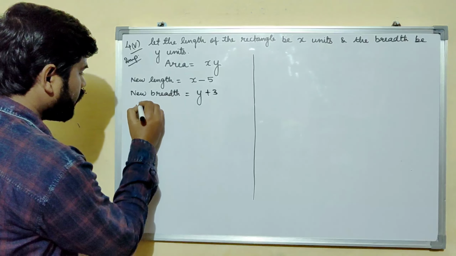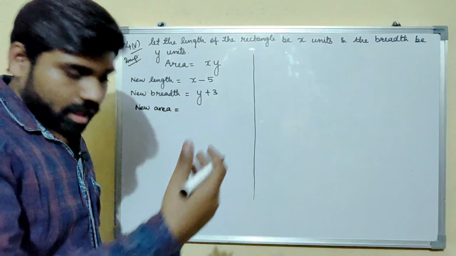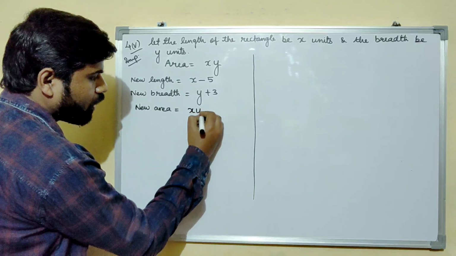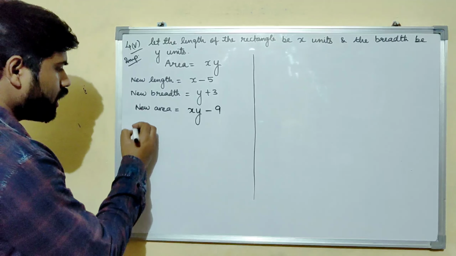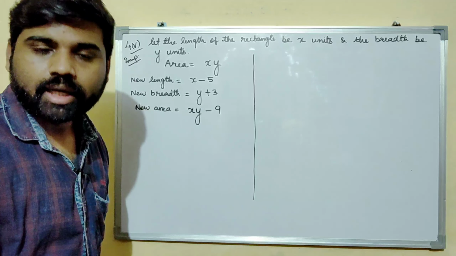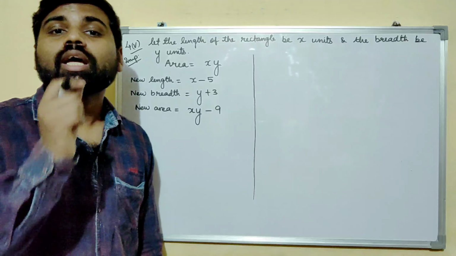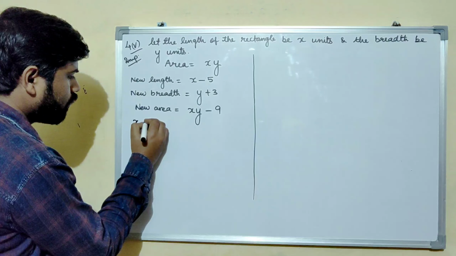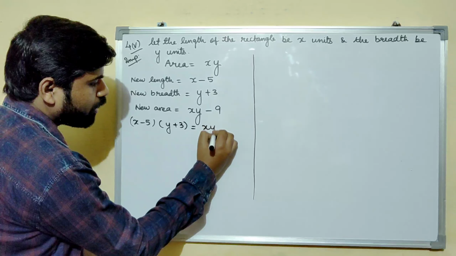So the new area, according to the question, is the area gets reduced by 9. Earlier the area was xy, now it will get reduced by 9. So let us make the equation. The formula of new area will be new length into new breadth, right? Area is length into breadth. Now I am finding the new area, that means we need new length into new breadth. So (x minus 5) into (y plus 3) will be equal to xy minus 9.